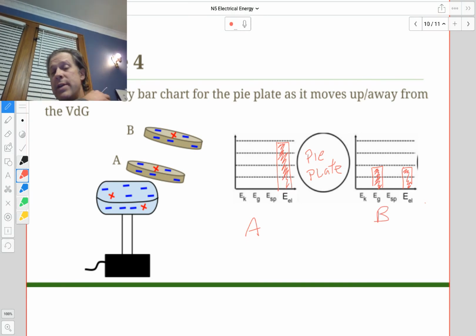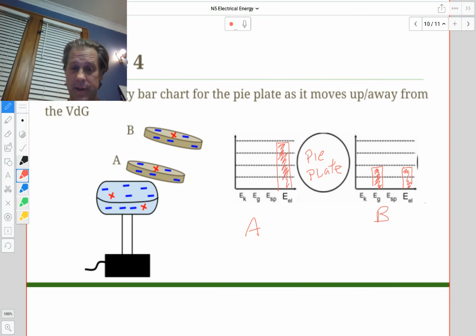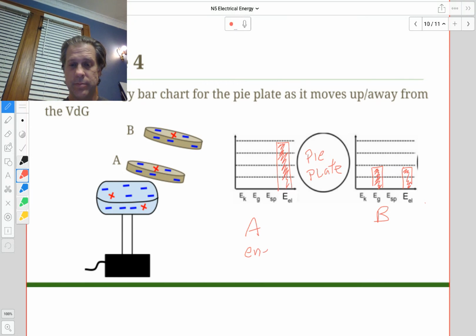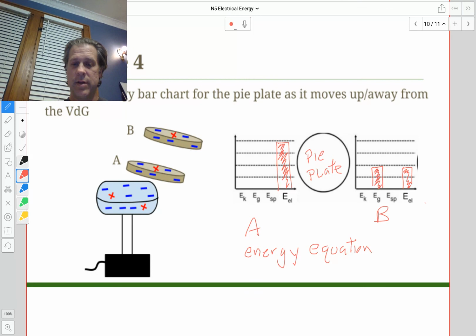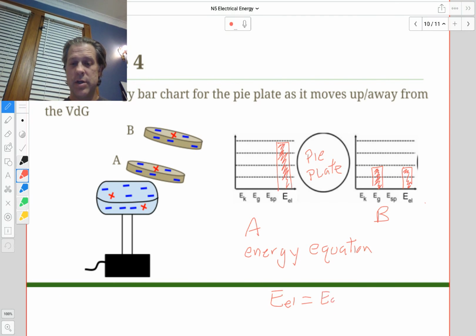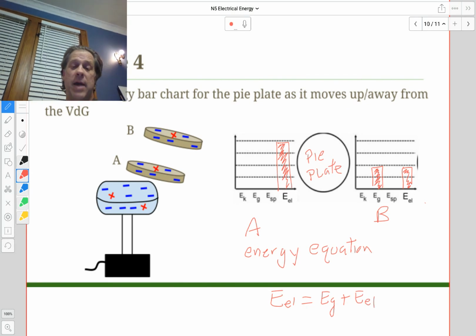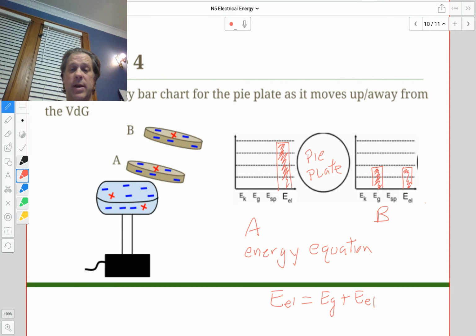If you were to write an energy equation for this, you would say that we have electrical energy is equal to gravitational energy plus electrical energy. The problem didn't really ask you to do that, but if you were asked to do that, that is something that you might have to do.